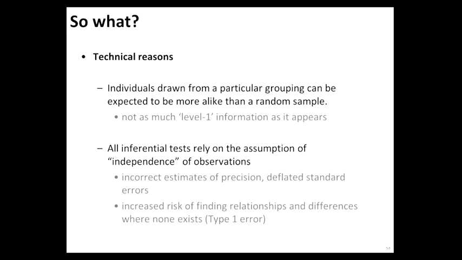And why is that important? Well, all inferential tests rely on the assumption of independence of observations. If your observations are correlated or dependent, you're violating that assumption. And what does that lead to? It leads to incorrect estimates of the precision. You get much lower standard errors, and mainly you end up committing a type 1 error. So you are more likely to find a relationship or a difference where actually none exists. So both for substantive reasons and for technical reasons, clustering or correlated data matters.